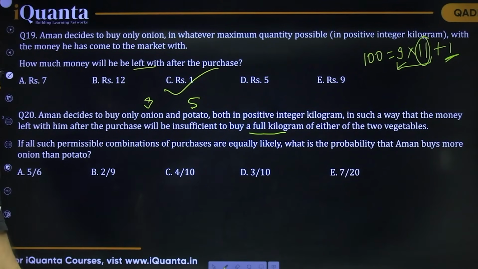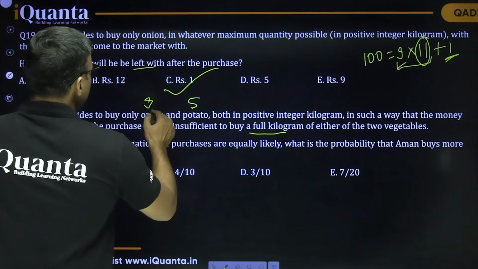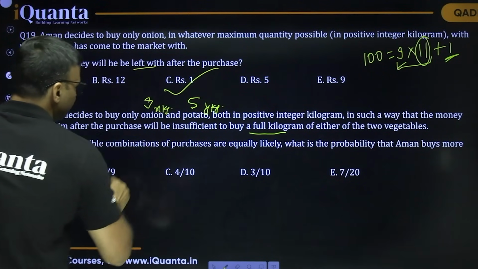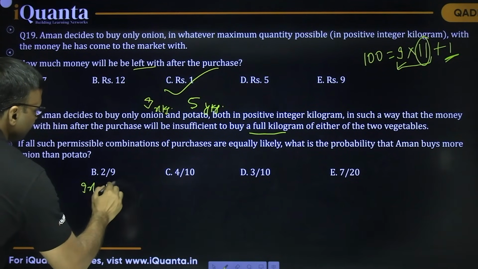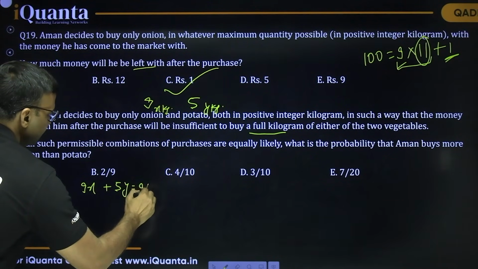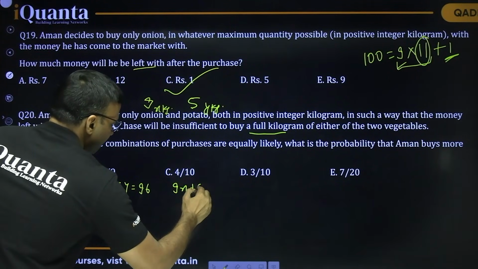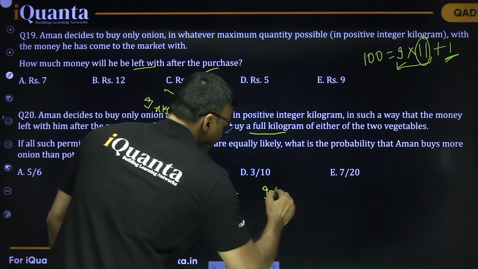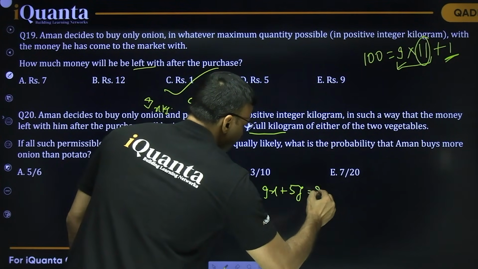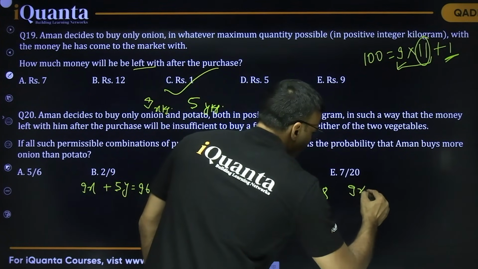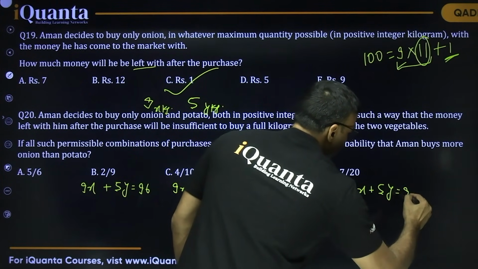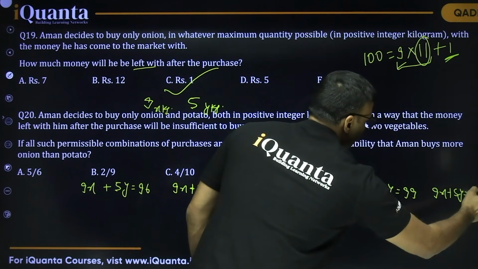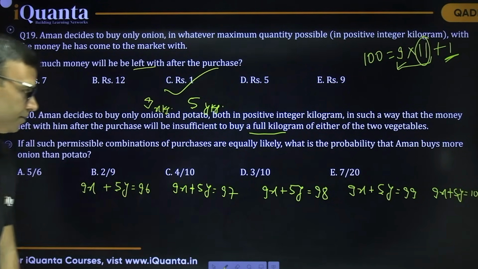Okay, so if I assume that we buy X kg of onion and Y kg of potato, the expenditure will be 9x plus 5y. This can be equal to 96. 9x plus 5y, it can be equal to 97. Okay. 9x plus 5y equal to 98. 9x plus 5y equal to 99. And 9x plus 5y should be equal to 100. These are all the possibilities that we have. That's all. Minimum is 96.